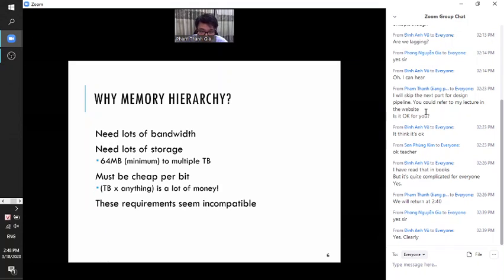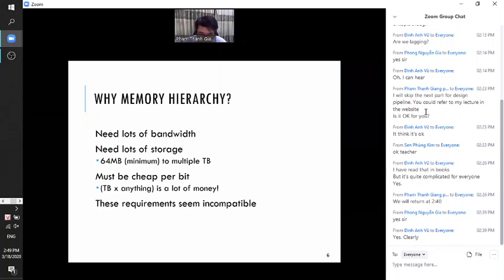Why does memory need to be designed in hierarchies? Because we need many things. We need a lot of bandwidth, or we need a lot of space. However, more space means more price. And we need a lot of storage. Larger storage is better. But we want it cheap.